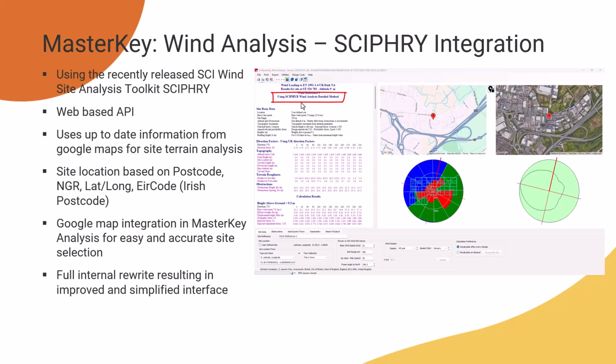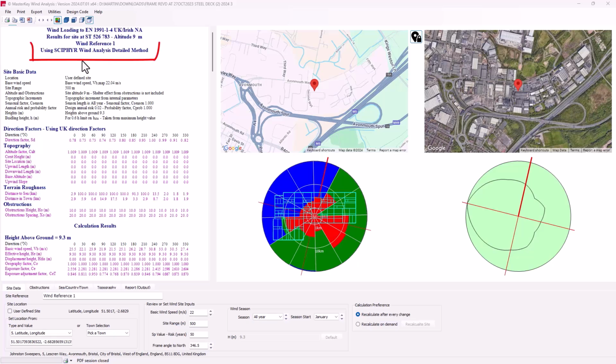Our own implementation of the refresh to include SCIPHRY has enabled us to do a complete root and branch rewrite of our MasterKey wind site analysis end of the business. So we've got a brand new interface for that, including our implementation of showing you Google Map images of a road map and a satellite map, which are actually useful in terms of locating sites, not just showing you a picture of where you're at. So we've got a refreshed and rationalized user interface there as well. Let's take a look at that in action.